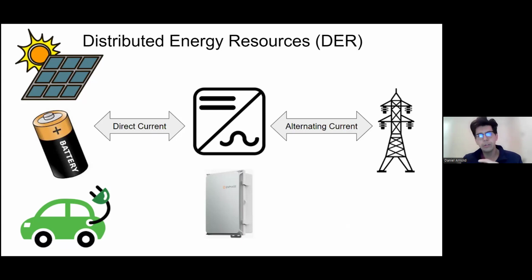These are entities that primarily deal on the device side with direct current. However, in order to change that power into something that the grid can utilize, that power needs to be converted from DC to AC. This is accomplished through a device called the inverter, right? Its primary job is to take AC power, turn it into DC, and vice versa. So this allows power to be exchanged between the device and the power system.